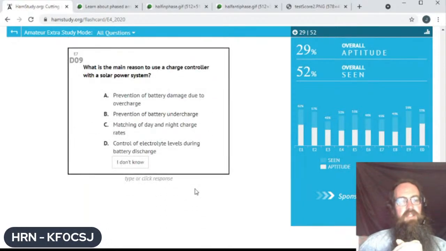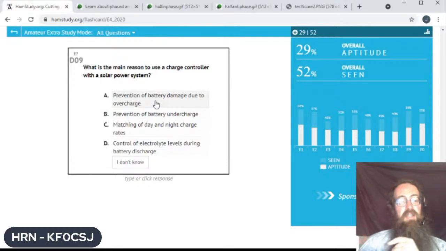What is the main reason to use a charge controller with a solar power system? If I get this one wrong, that is not good because I am sitting in my van with a solar system on top and a charge controller beneath me. A, prevention of battery damage due to overcharge. B, prevention of battery undercharge. C, matching day and night charge rates. D, control of electrolyte levels during battery discharge.